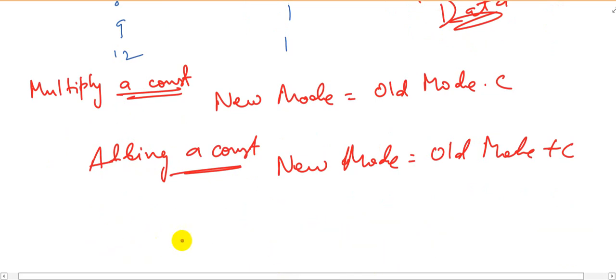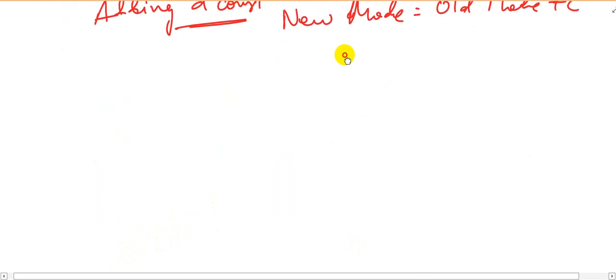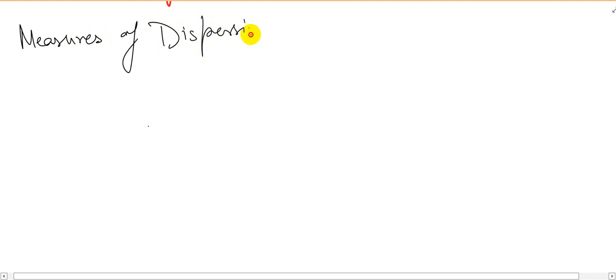So till now we have studied everything which was there in week 3 for the concept of measures of central tendency. Now comes the concept of measures of dispersion. Measures of dispersion, right?